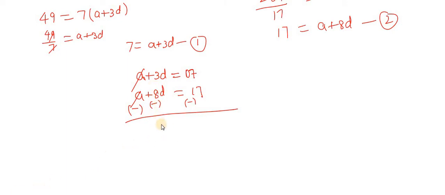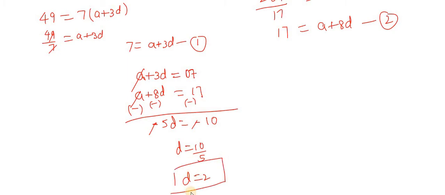So here minus 5d is equal to minus 17 plus 7, that is minus 10. Minus, minus get cancelled. d is equal to 10 by 5. So therefore d is equal to 2. We got that d is equal to 2.